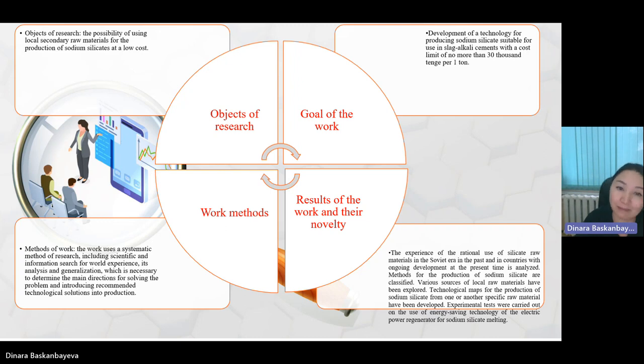Business trips and expeditions to natural deposits were carried out, and samples of raw materials from various natural and man-made sources were delivered. Studies have been carried out that determine the available volumes of raw materials. You can see the object of the research, the goal of the work, the methods, the result of the work and the novelty.